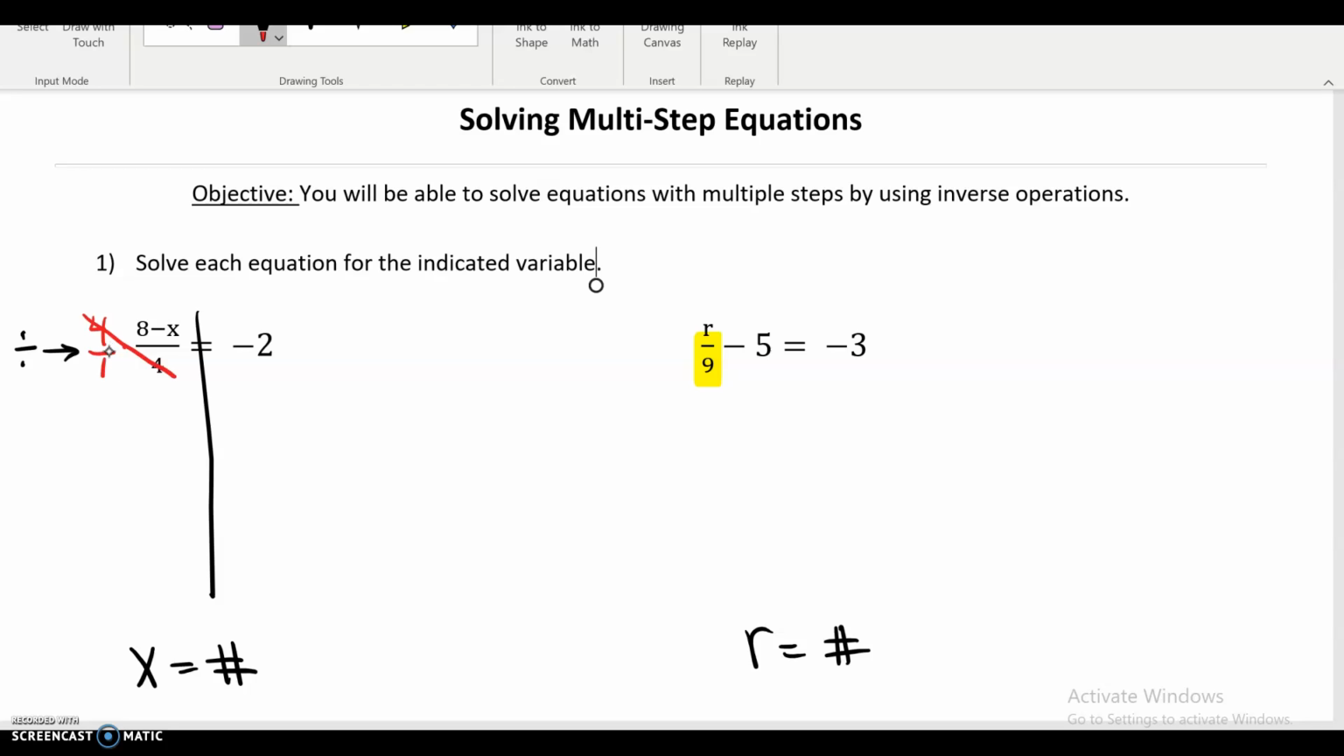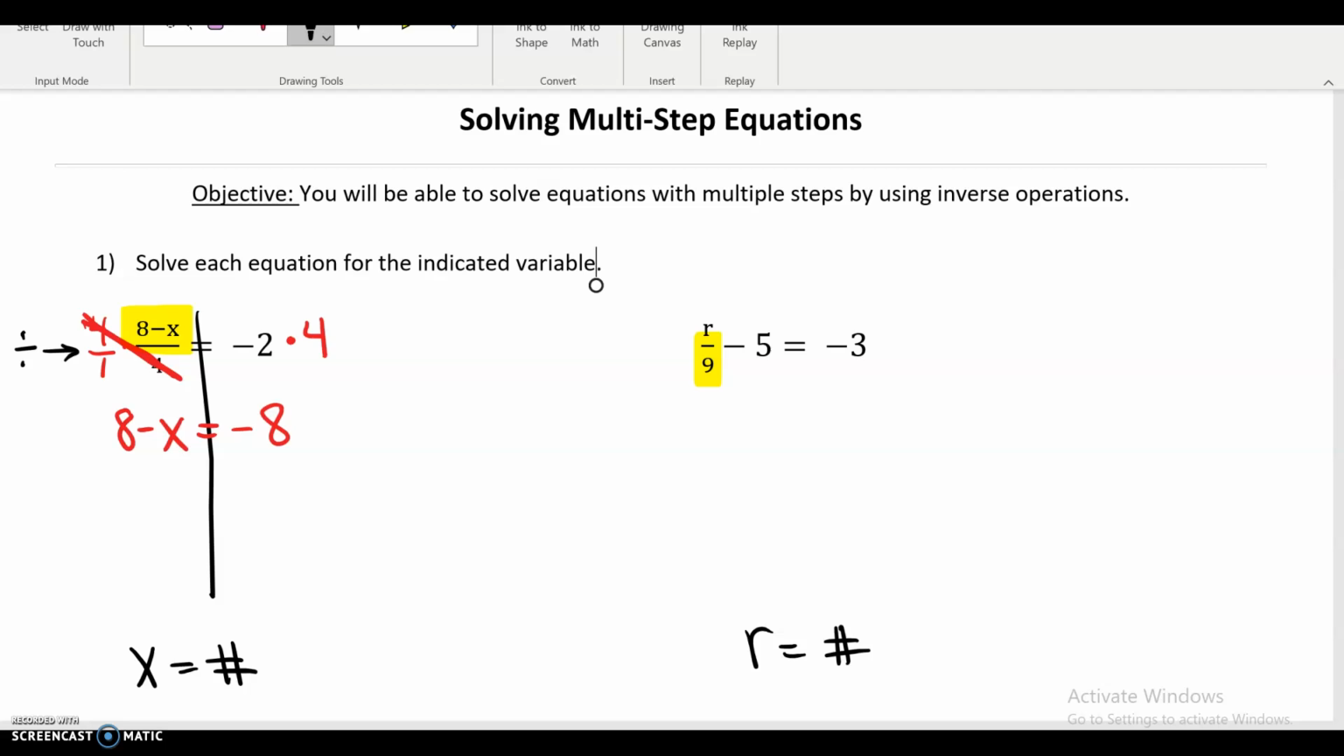Whatever you do to one side of the equation, though, you always do to the other side of the equation. So I'm going to multiply the right by 4 as well. Since those are inverse operations, they cancel out. All that you have left is the 8 minus x. So essentially what you've done is you've gotten rid of that fraction one step at a time. So -2 times 4 is -8. Again, you want x to be by itself on the left here.